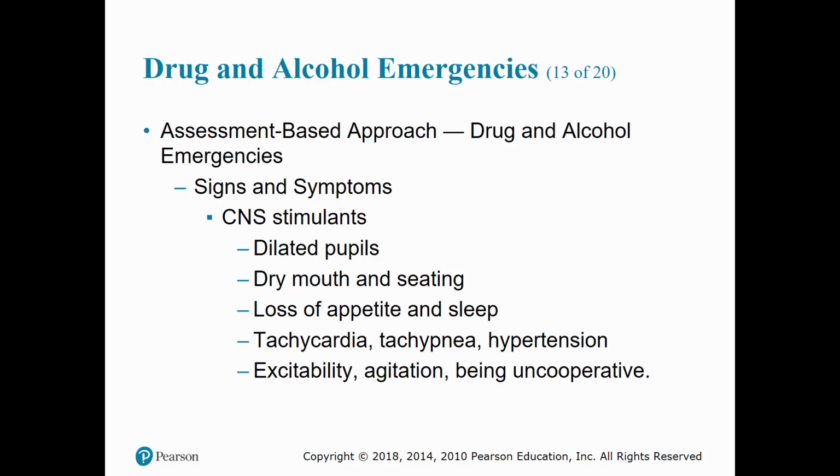Signs and symptoms can vary widely depending on the type of substance or drug that was abused. Often, the patient does tend to abuse more than one substance or drug. For example, a patient can take a CNS stimulant while drinking large amounts of alcohol and then take a CNS depressant. This would produce a wide variety of conflicting signs and symptoms that can make it more difficult for you to figure out what they took. With CNS stimulants, you might have dilated pupils, loss of appetite, tachycardia, excitability, agitation, and just general uncooperativeness from the patient.